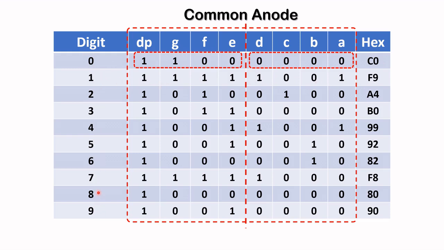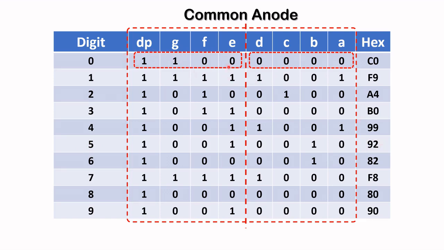So let's just do one more. If you want a digit 5, then you need to have 0100, that would be 2. And then 1001, that would be 9. So if you want a digit 5, then the hex code will be 92 hexa.